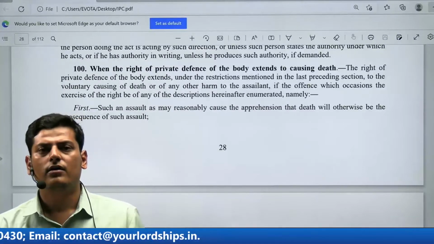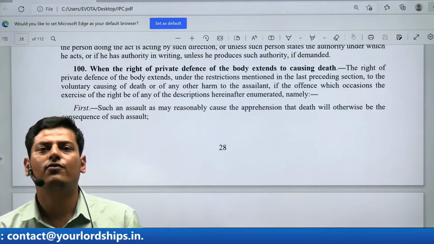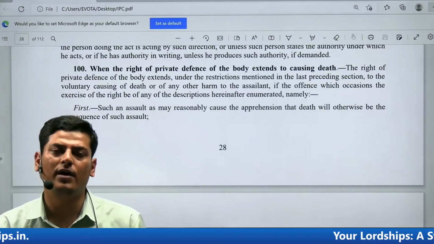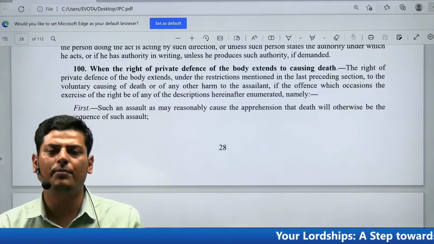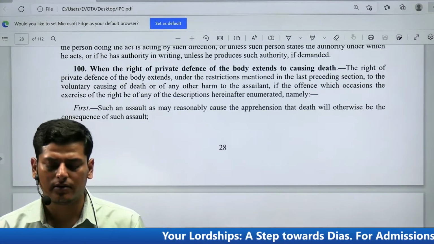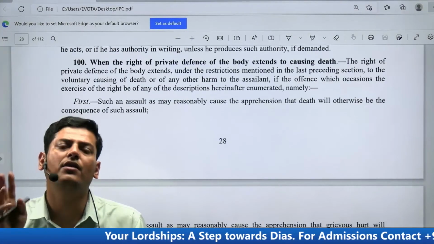ये हो गया. Then right of private defense of, अब 101, 100, 101, 102 पे आ जाते हैं. Private defense of the body पे डिटेल में. It will extend to the causing of death in what circumstances? 7 circumstances are there.